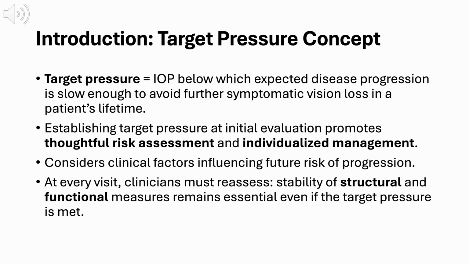Now that we've defined the overall goals of glaucoma therapy, let's look more closely at the concept of target pressure. Target pressure represents the intraocular pressure below which further symptomatic vision loss is unlikely during a patient's lifetime. Establishing this threshold early on promotes a thoughtful, risk-based approach and helps individualize management from the start. Determining the right target pressure requires considering factors such as baseline IOP, extent of optic nerve damage, rate of progression, age, life expectancy, and comorbidities.